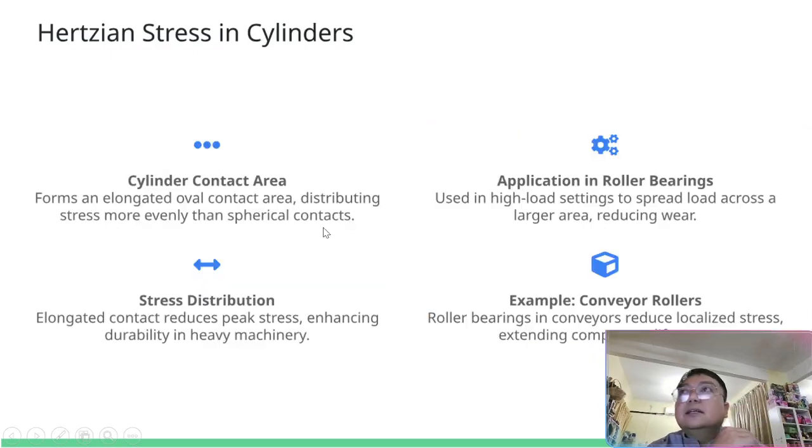Hertz stress in cylinders, the cylinder contact area, which we will discuss in the next video. Application in rolling bearings: used in high load settings to spread load across a larger area, reducing wear. Stress distribution: the elongated contact reduces peak stress, enhancing durability in heavy machinery. For example, conveyor rollers: roller bearings in a conveyor reduce localized stress, extending component lifespan.